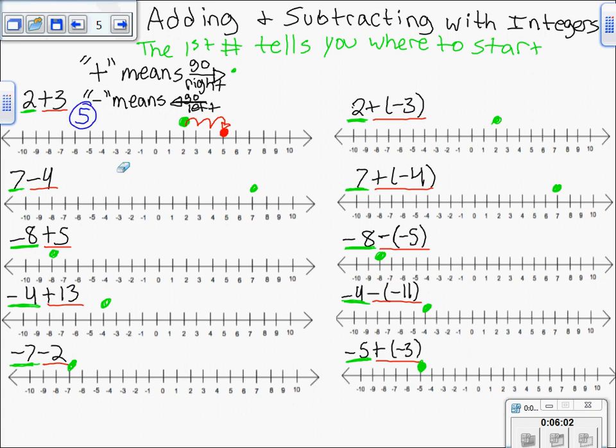So the 2 told us where to start, the plus told us to go to the right, and 3 said how far to go, so we move 3 spaces from positive 2. And look, we end up at positive 5. So that's the answer to that question.